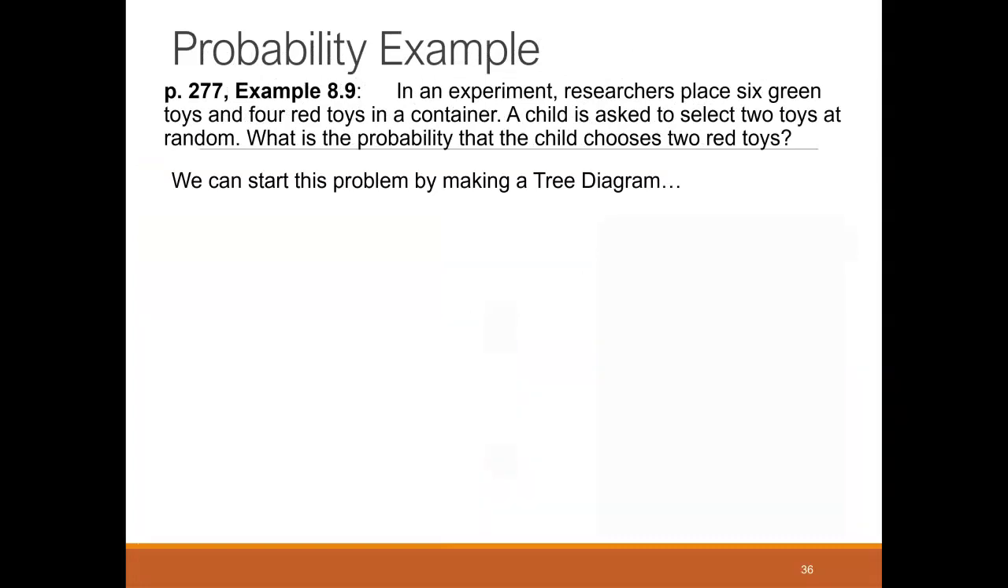Let's do another example. In an experiment, researchers place 6 green toys and 4 red toys into a container. A child is asked to select 2 toys at random. What is the probability that the child chooses 2 red toys? Hi, Aiden. Hello. So again, start with the tree diagram. So first choice is red or green. What would the probability for red be?